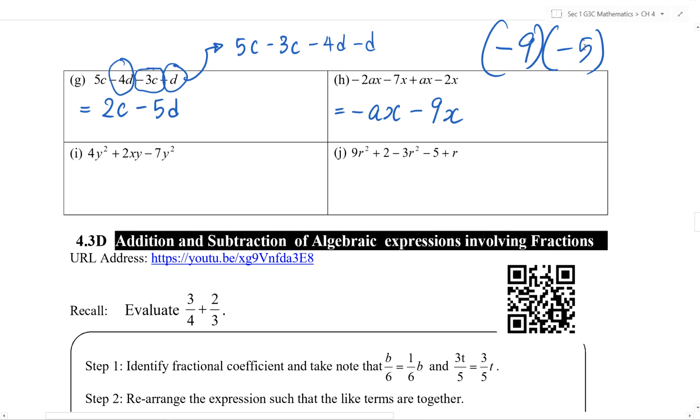Ouch. Okay, next one. Part I. Answer? Negative 3y square. 2xy. Okay, 2xy is by itself. There are no other like terms. Okay, final question. Aloysius, you don't answer.